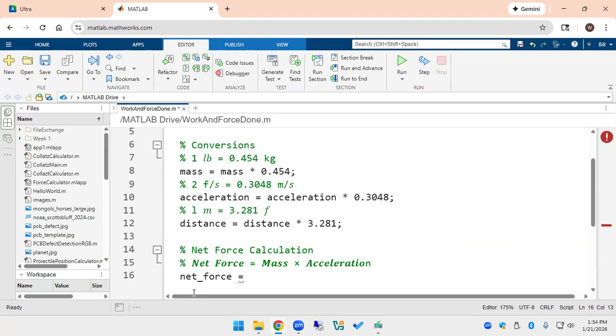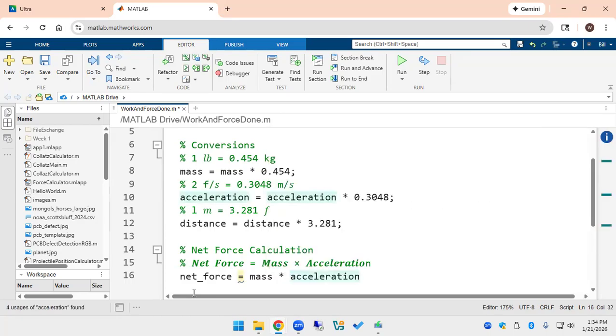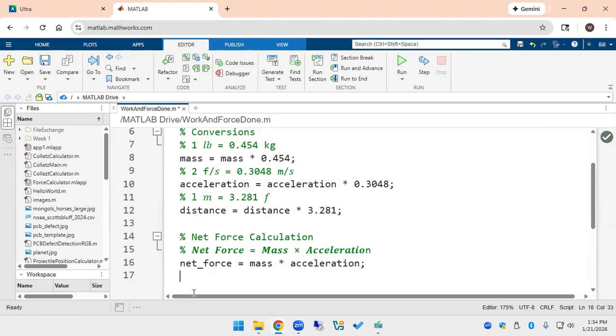So there's my variable name. I'm going to take mass times acceleration. Well, that's just way too easy. I don't have to ask anybody how to do that. You should already be done with that one. Oops, there we go. One down. What's our next one? Work done.